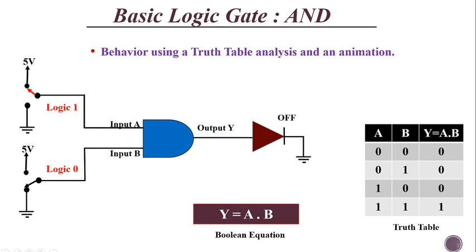The third combination: now B is 0 and A is 1. So B is connected to logic 0 and A is connected to logic 1. Still the output is 0, and that's why the LED is off. Now the last combination: A is connected to logic 1, and B is also connected to logic 1. Both inputs are connected to logic 1, so we get output 1 and the LED turns on. So when both inputs of this AND gate are connected to logic high, the output of the gate is high.